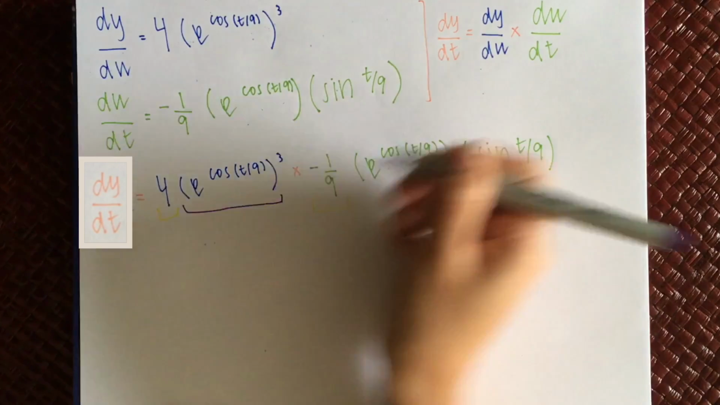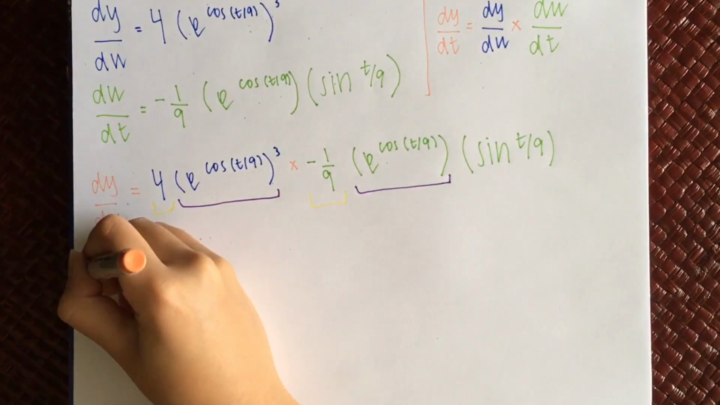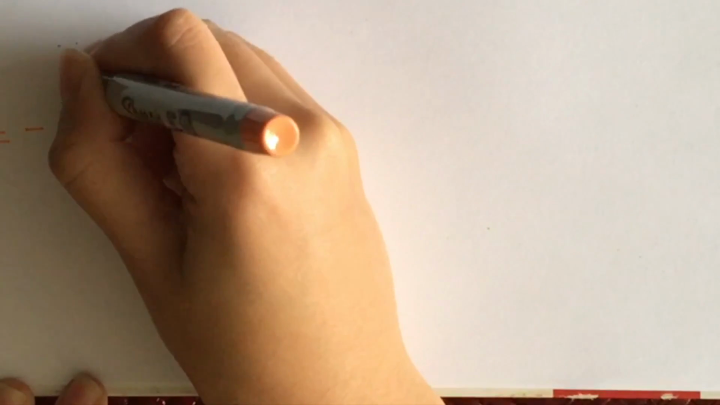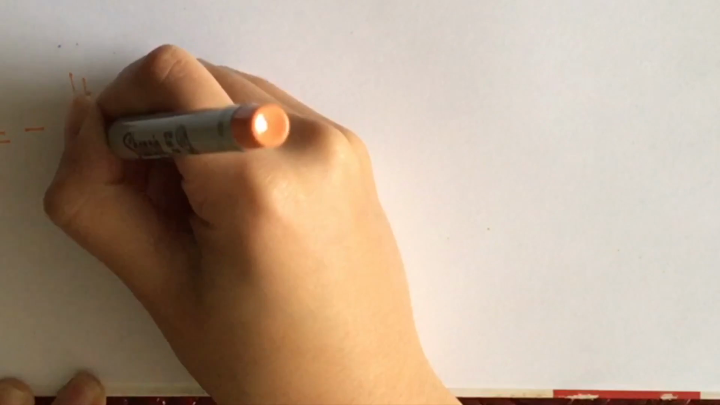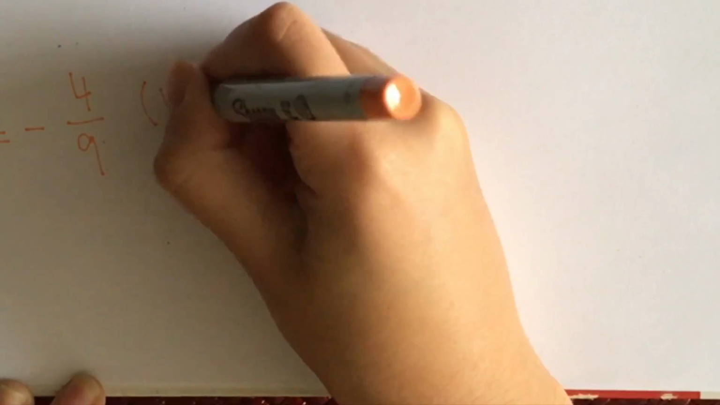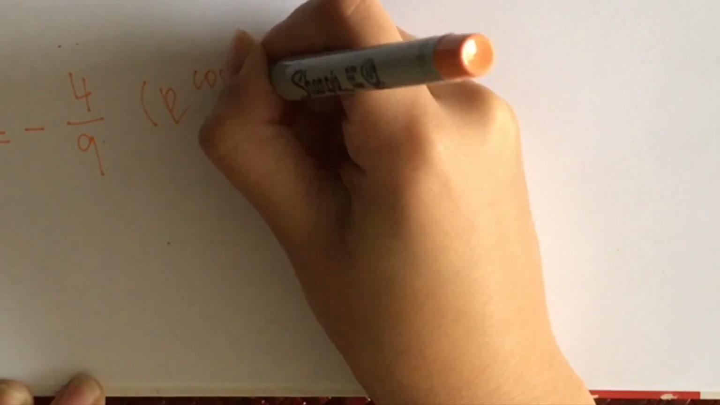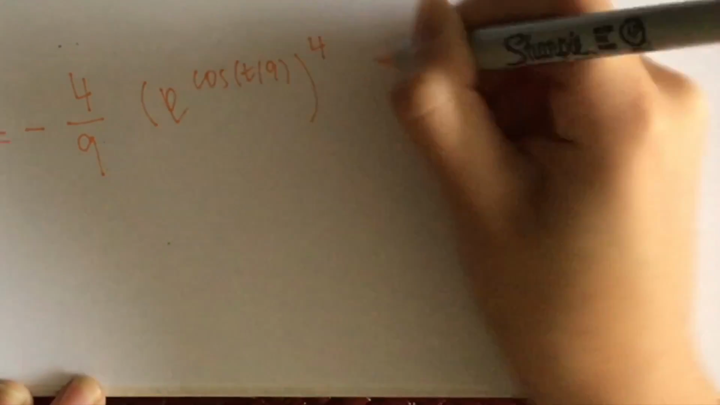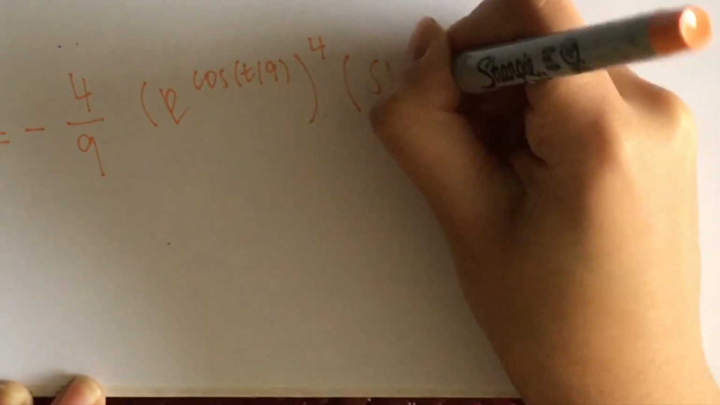Now we need to multiply the like terms in order to simplify this equation. Therefore, dy over dt equals negative 4/9 times e to the power of cosine t over 9 to the power of 4 times sine of t over 9.